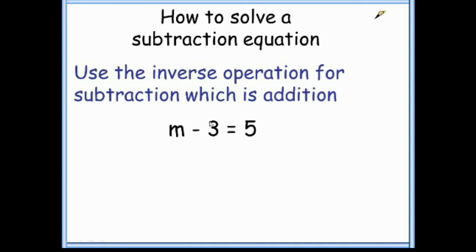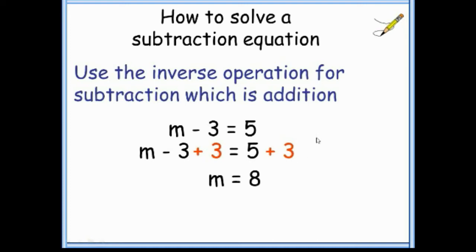So I'm going to get rid of minus 3. So ask yourself, what is the opposite of minus 3? Of course, the opposite of minus 3 is plus 3 both sides. So you're going to use plus 3 both sides. Now, minus 3 plus 3 equals 0 here. And 5 plus 3 equals 8. So m equals 8.